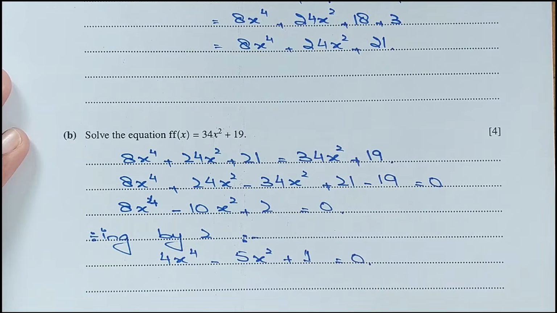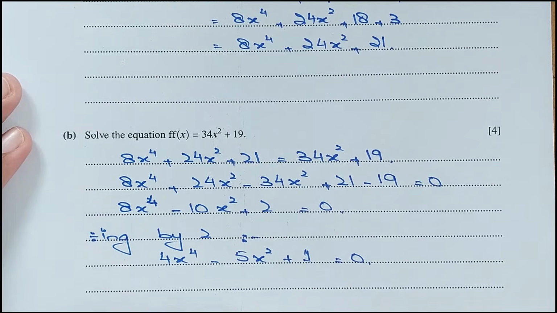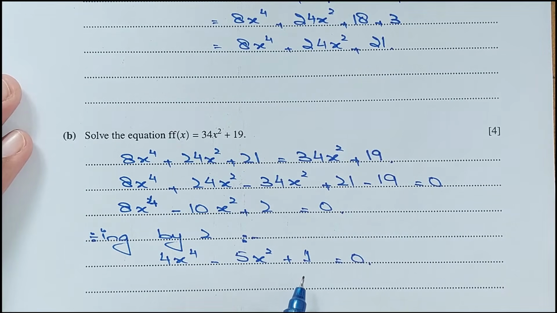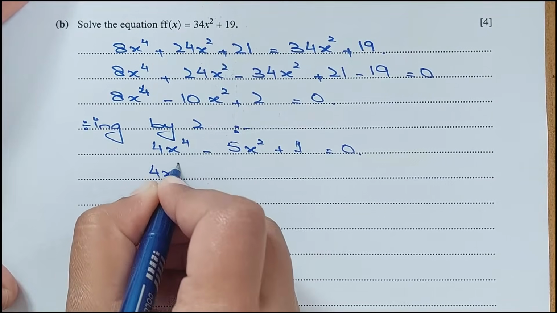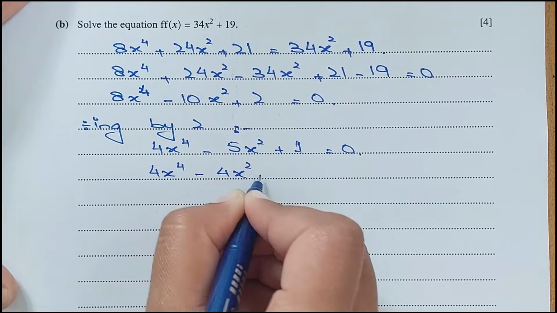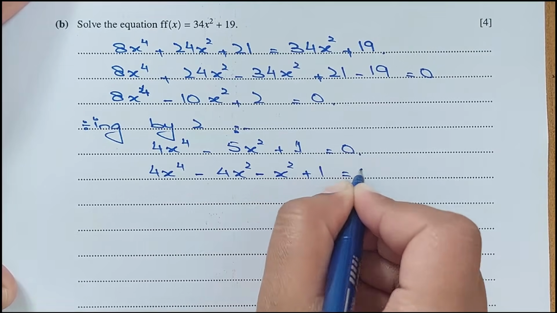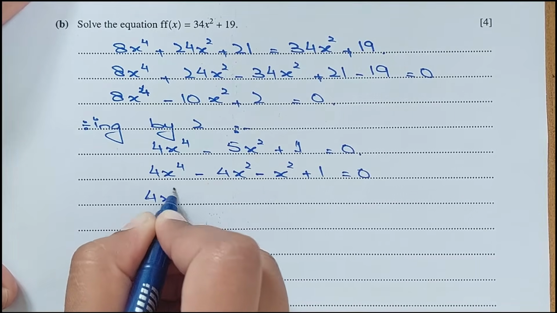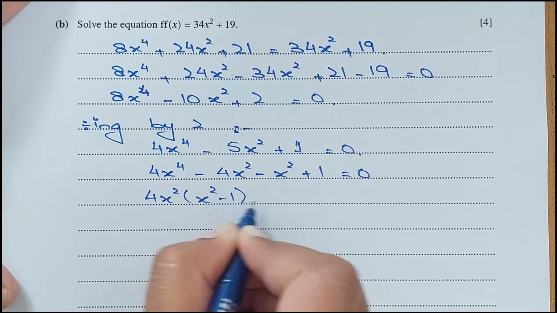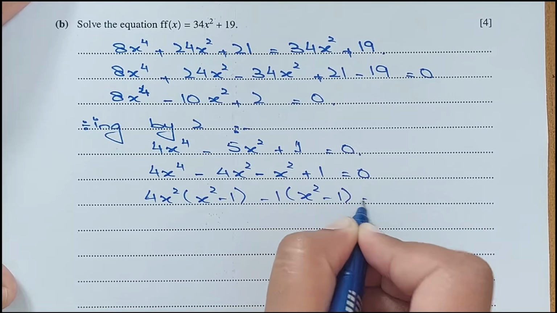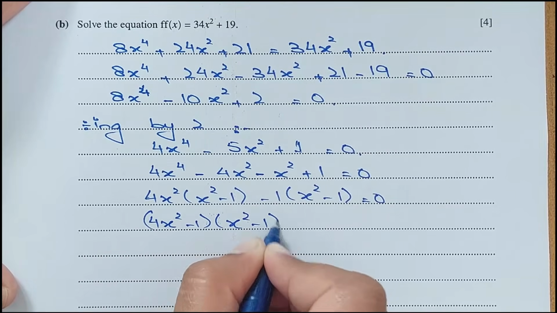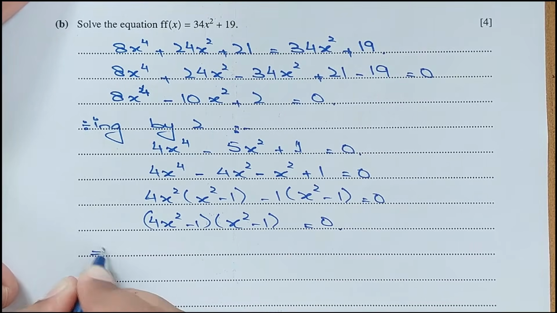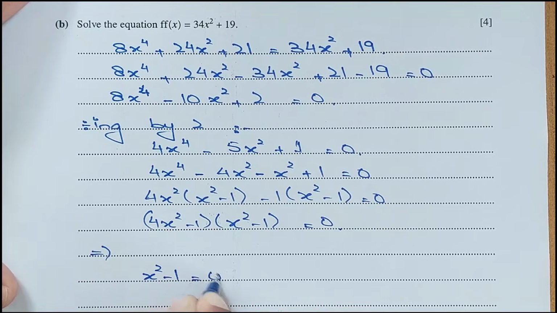Right, now let me factorize this. 4 times 1 would be 4, minus 4 minus 1 makes minus 5. Right, 4x^4 minus 4x squared minus x squared plus 1 equals 0. Taking 4x squared common, we are left with x squared minus 1. Taking minus 1 common, x squared minus 1 equals 0. 4x squared minus 1 is a factor, and x squared minus 1 is a factor. Let me put both the factors equal to 0. x squared minus 1 equals 0, and 4x squared minus 1 equals 0.